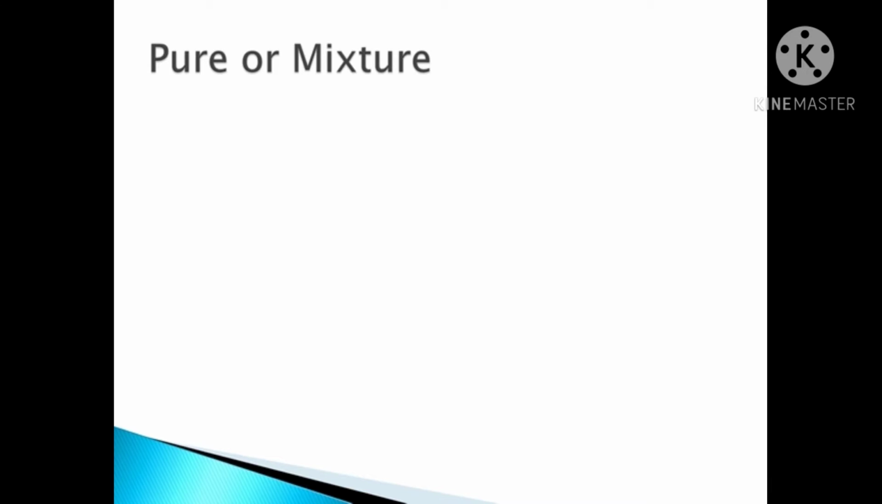So that is a mixture. If you take sugar water, that means you take water, add a small quantity of sugar to it, stir well, and you get a sugar solution. Or if you take pure water, add a small quantity of salt to it, stir well, you get salt water. Is that a pure solution or a mixture of solution?